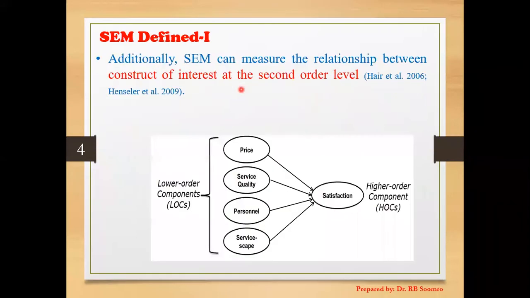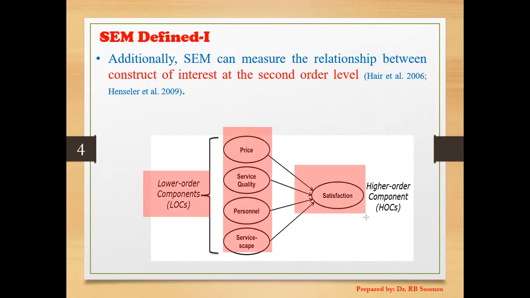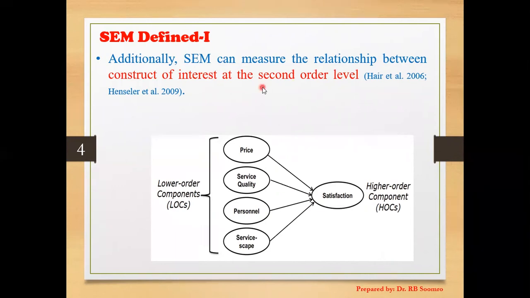Additionally, you can measure the relation between the constructs of interest at the second level order. This is the first level order, or lower order, and this is the second order level, or higher order level. So here you can also measure the impact of the second level variable in your model.